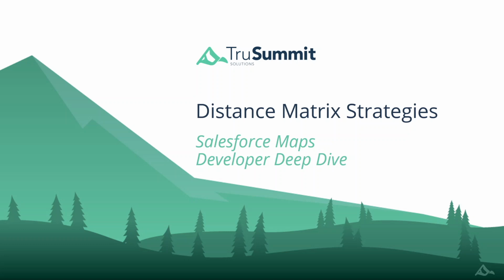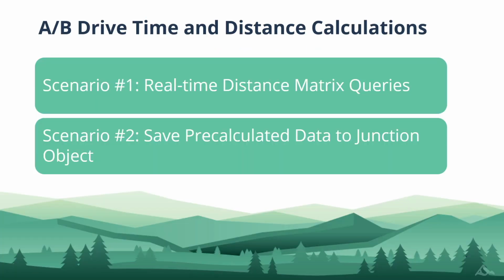In our previous video in the series, we closely examined the distance matrix, how to request a matrix from the Salesforce Maps API, and how to parse that data to derive distance and drive times. In this video, we'll talk about two strategies for implementing distance and drive time lookups between locations. We'll start by covering the simplest implementation, a real-time API lookup. After that, we'll cover a more complicated implementation involving saving distance and drive time lookup data to a junction object to avoid repeat requests to the Salesforce Maps API.